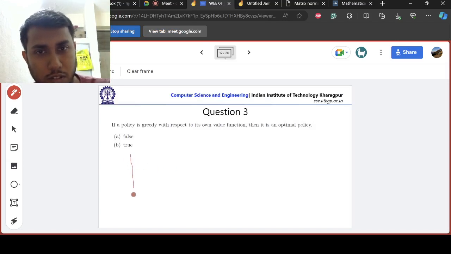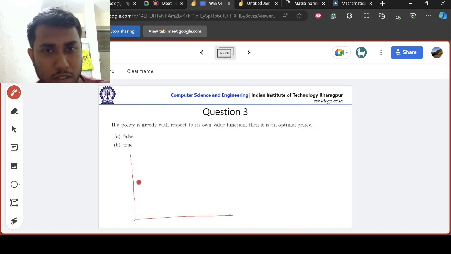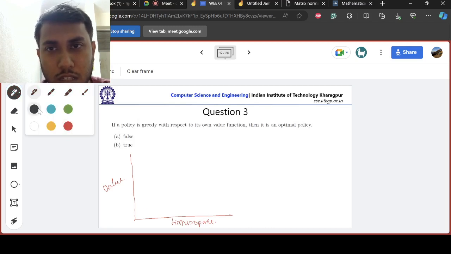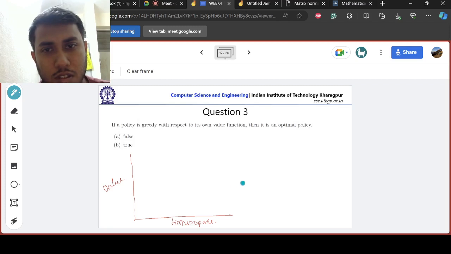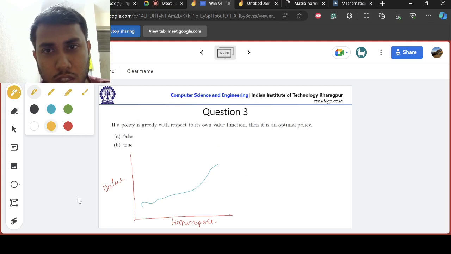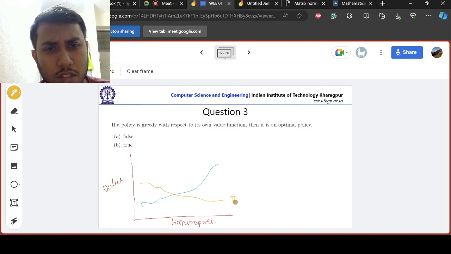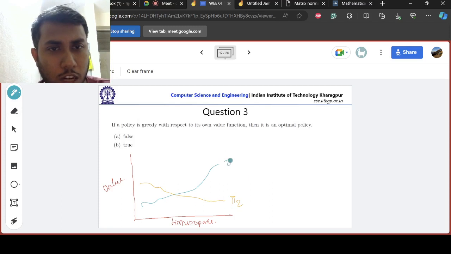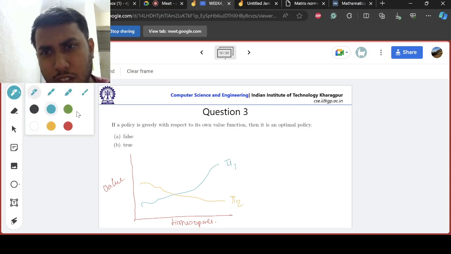So let's again draw this diagram. This is your value and this is your time space, right? This is one policy, this one is your other policy. So let's name this pi 2 and pi 1.